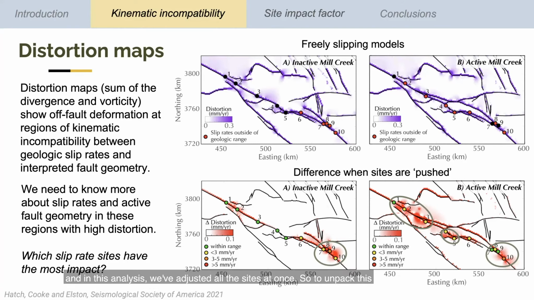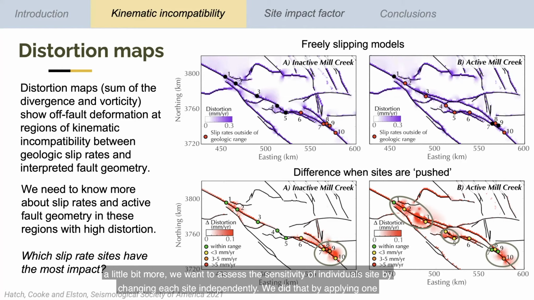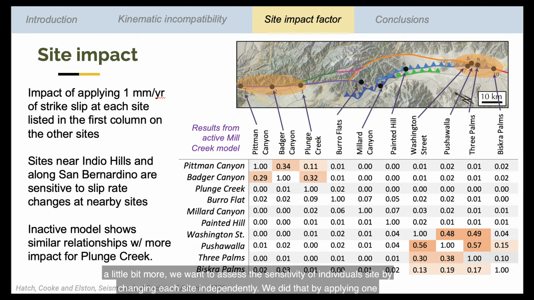And in this analysis, we've adjusted all the sites at once. So to unpack this a little bit more, we want to assess the sensitivity of individual sites by changing each site independently. We did that by applying 1 millimeter per year of strike slip at each of the sites listed in the first column of this table, and then we assessed the impact of that 1 millimeter per year on all the other sites. The diagonals are all 1%, reflecting the self-impact.